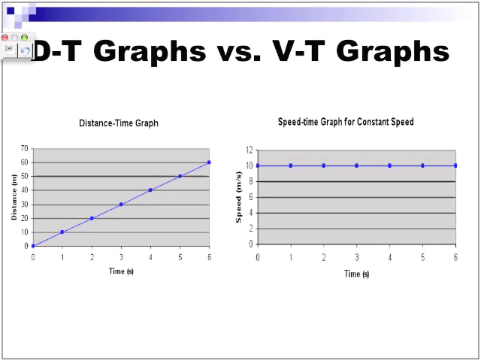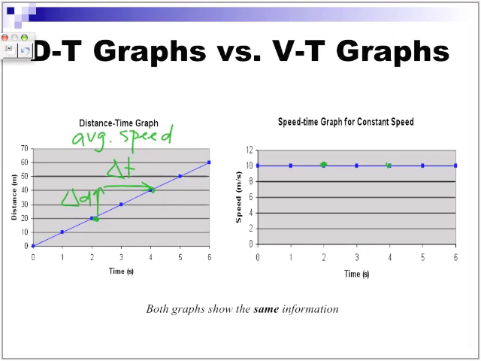So distance time graphs versus speed time graphs. Both graphs show the same information. Notice the difference. If we found the slope here of any 2 points, we have our delta D, delta T. This would allow us to find the average speed. But if we took any 2 points and calculated the rise and run, what is our slope on a horizontal line? 0. So the slope is 0.